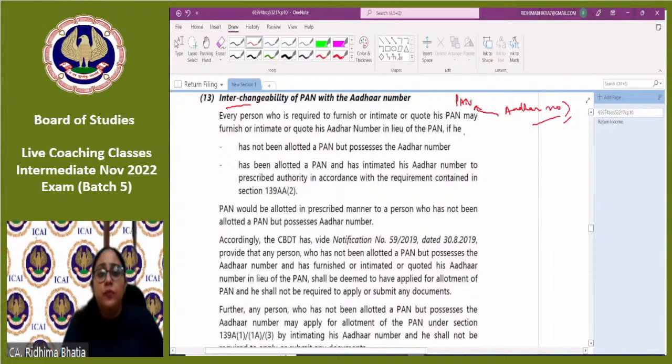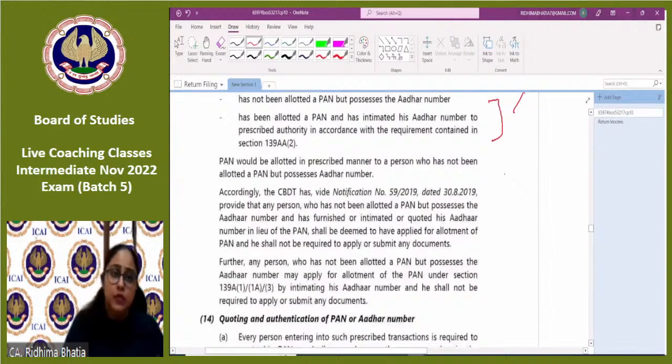Also, a person who is required to furnish PAN may quote the Aadhaar number instead. If he does not have a PAN number, or if he has linked his PAN with Aadhaar, in both cases he can quote the Aadhaar number.